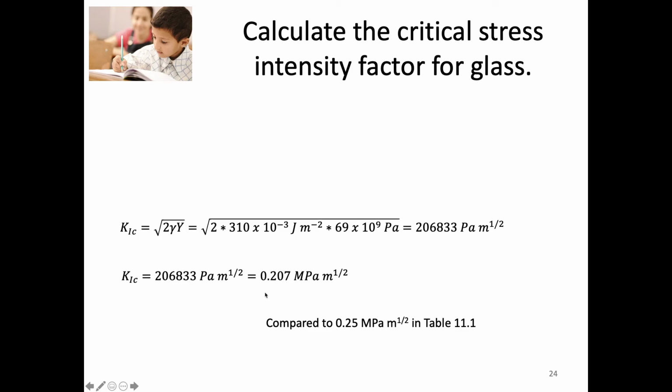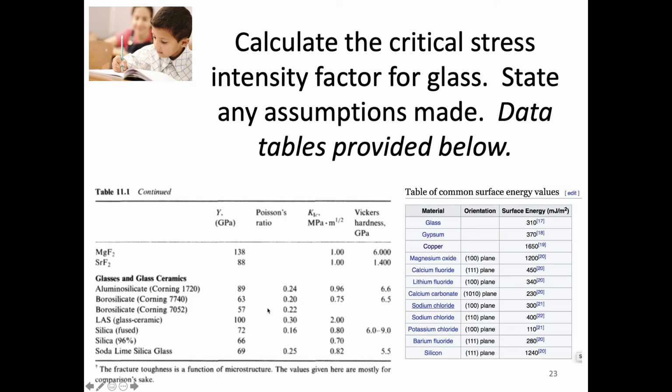If I want to get that into more useful comparable units, that would be megapascal per meter squared, or sorry, square root. And so that's 0.206 megapascal square root of meters. And if you compare that to, if I go back and look at soda lime glass, I'll see that my K1C value for that is 0.82.